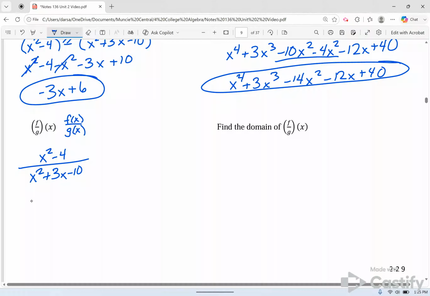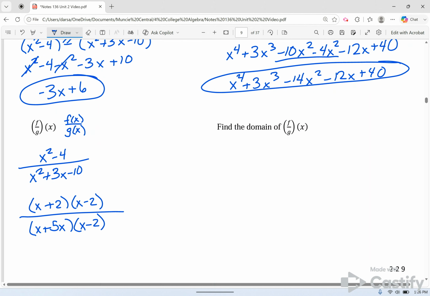And you actually can. Remember the difference of squares? The top is going to factor into x plus 2 and x minus 2, because 2 squared is 4. And the bottom, two numbers that multiply to negative 10, well, that's 5 and negative 2. So on the bottom we're going to have x plus 5 and x minus 2, and on the top, x plus 2 and x minus 2.